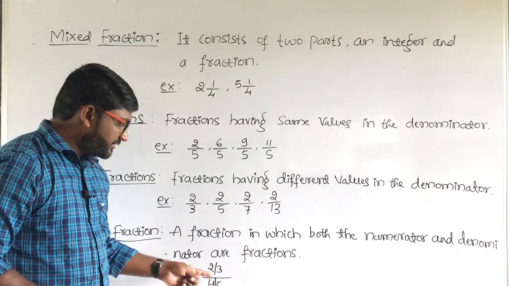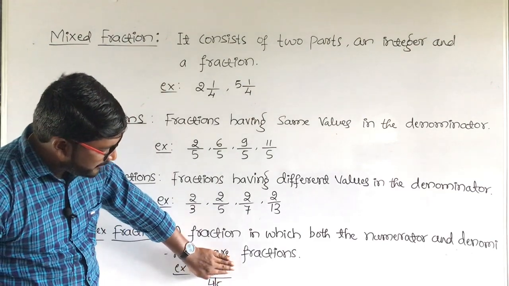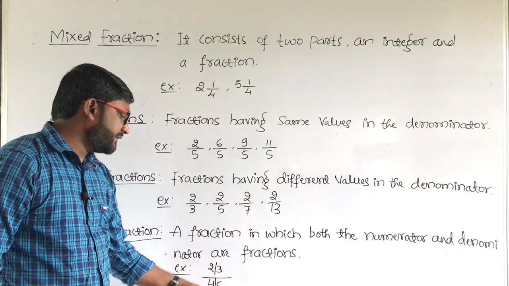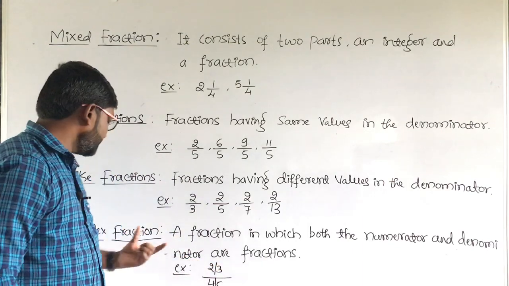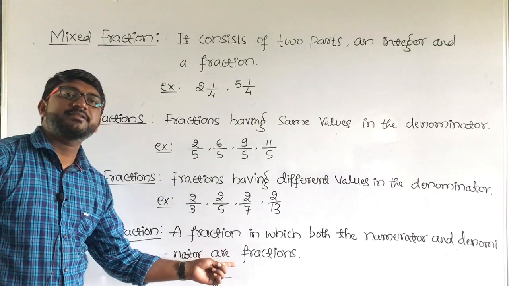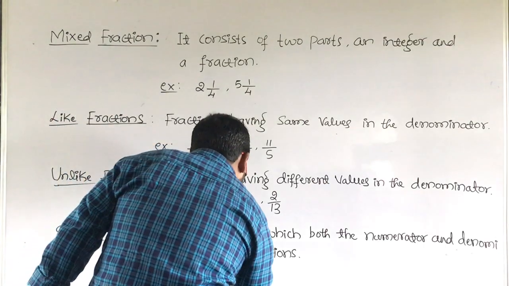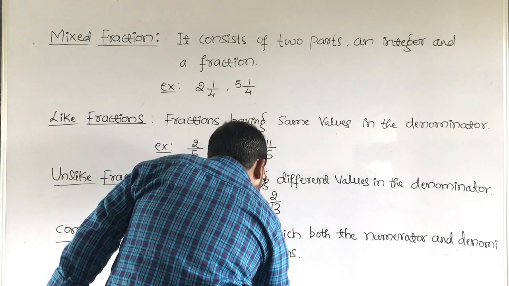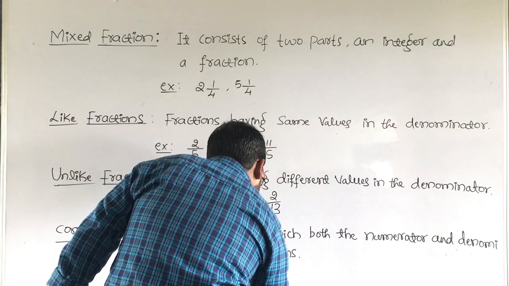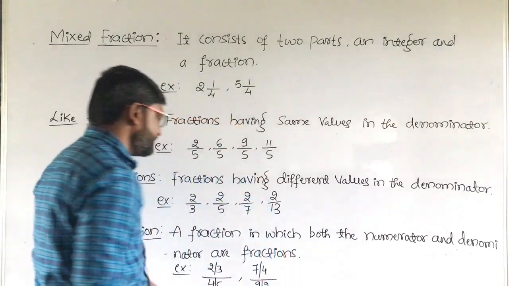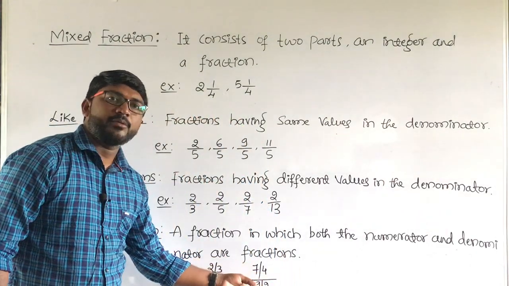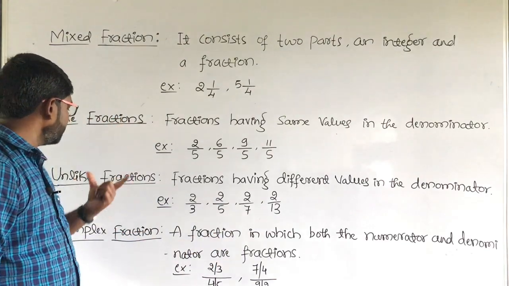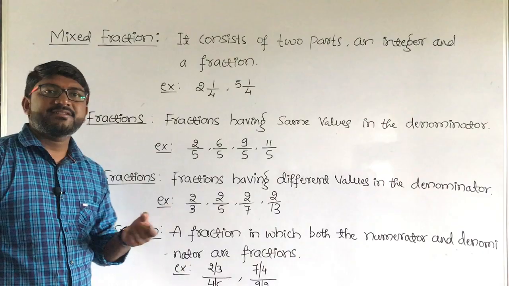See here, so this is a fraction now. Here 2/3 is the numerator and 4/5 is a denominator. So in the numerator we have a fraction and in the denominator we have a fraction. So that is why this is a complex fraction. So the next example can be 7 divided by 4, then whole divided by 9 divided by 2. So this is also an example for a complex fraction. So this is all about mixed fraction, like fractions, unlike fractions and complex fraction.